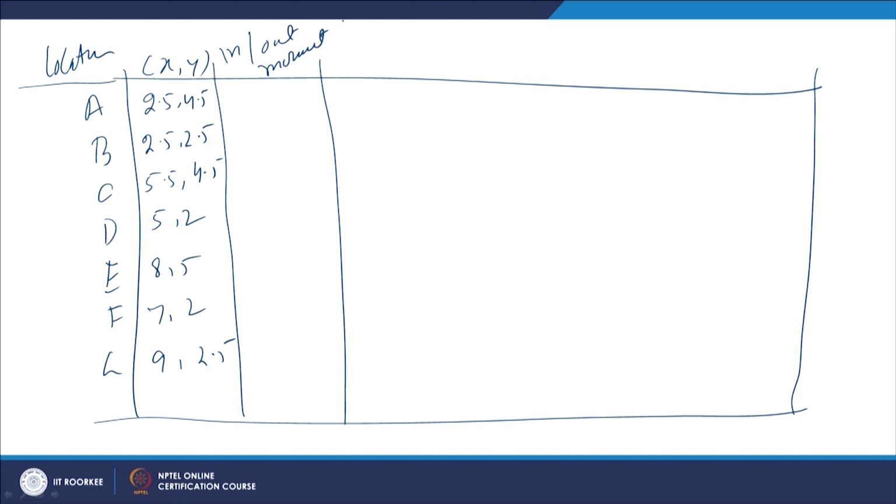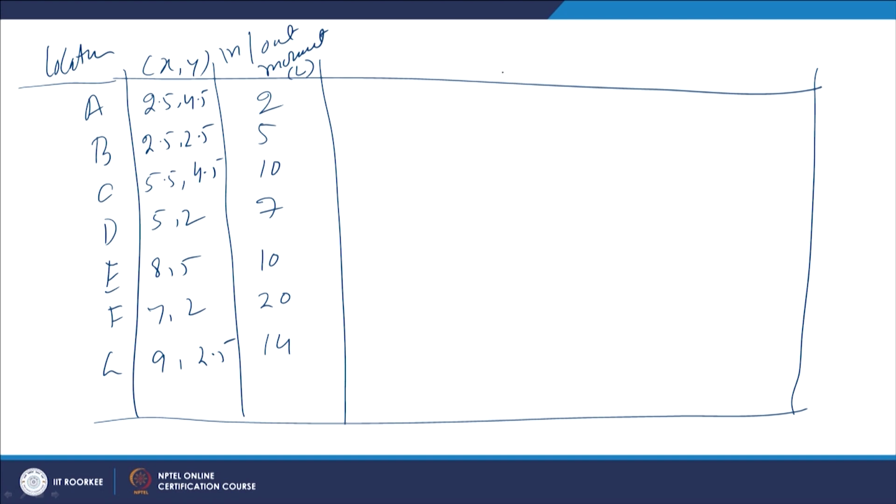What we will write is the inward and outward movement, that is termed as load L from the different sites, given as: from A it is 2, from B it is 5, from C it is 10, from D it is 7, E it is 10, F it is 20, and the inward outward movement from the location G is 14.